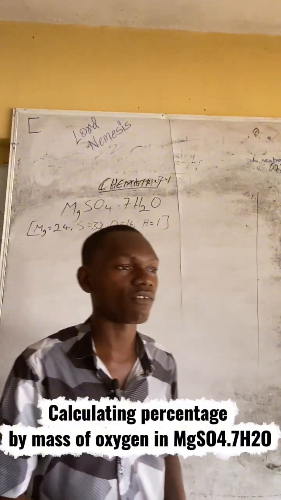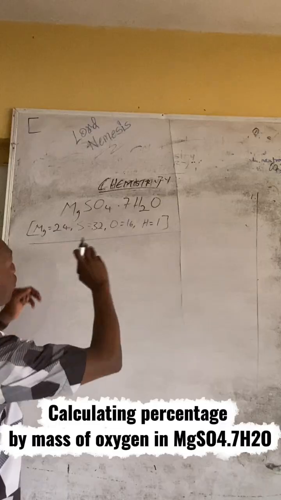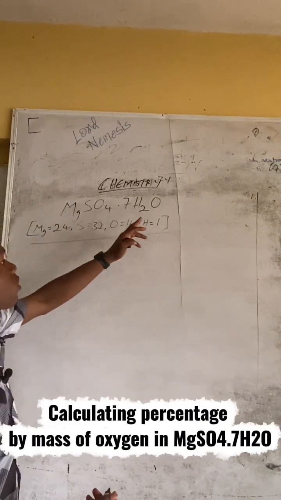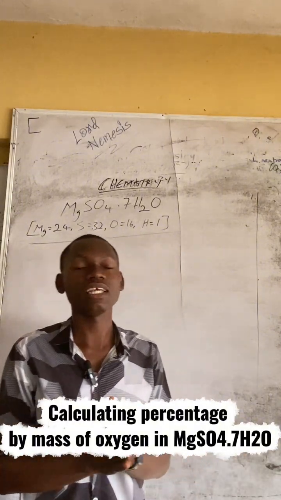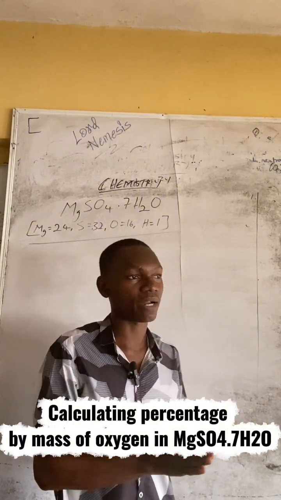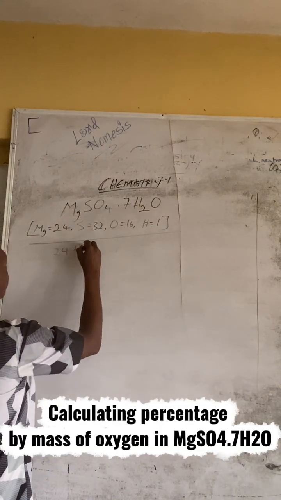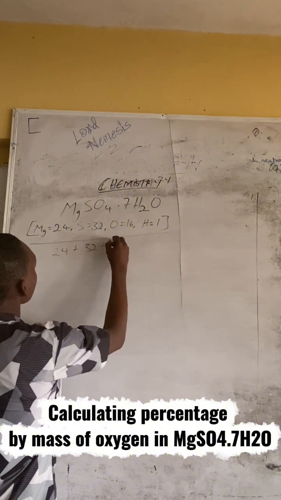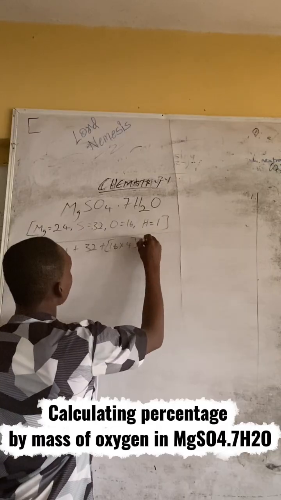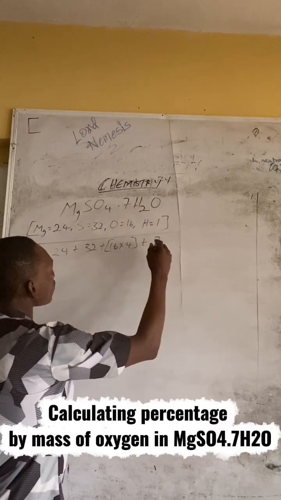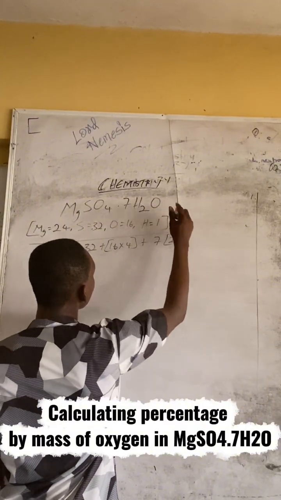First of all, let's calculate the mass of all the elements present here. We're given the respective masses: magnesium 24, sulfur 32, oxygen 16, and hydrogen 1. The relative molecular mass is just the sum of the mass numbers of the elements present here. So magnesium 24 plus sulfur 32 plus oxygen 16, and you can see oxygen appears 4 times, so multiply by 4, plus 7 molecules of water, and we know hydrogen is 1 times 2, that's 2, plus oxygen 16.